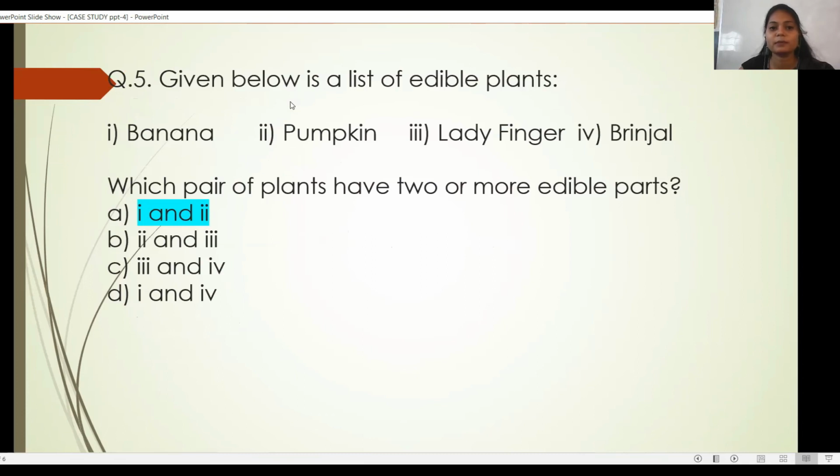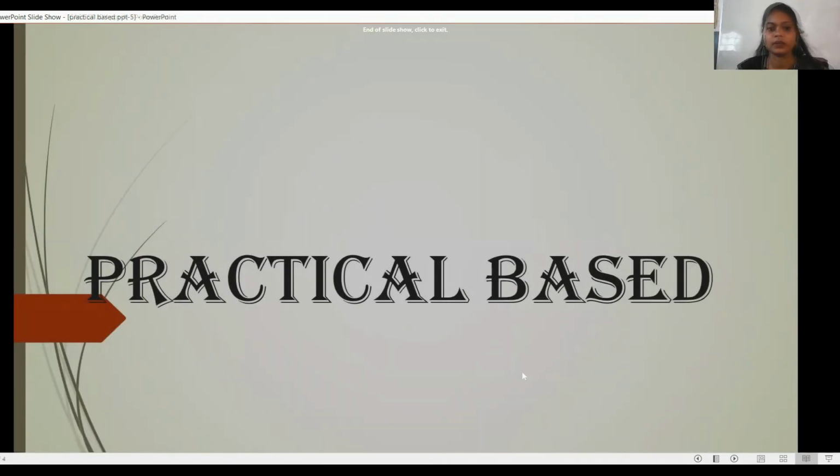Next question is: given below is a list of edible plants. Banana, pumpkin, ladyfinger, brinjal. Which pair of plants have two or more edible parts? So which one is appropriate for this question? First and second, banana and pumpkin. Okay, so that's all about the case study based question.